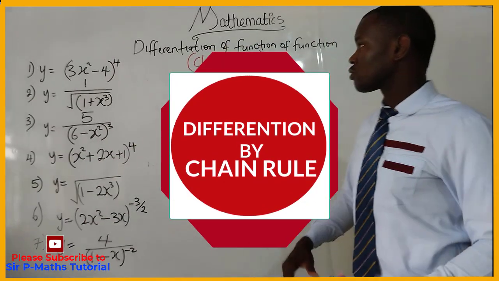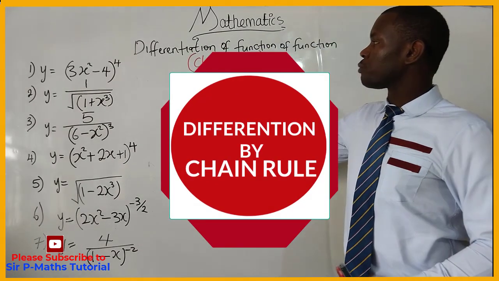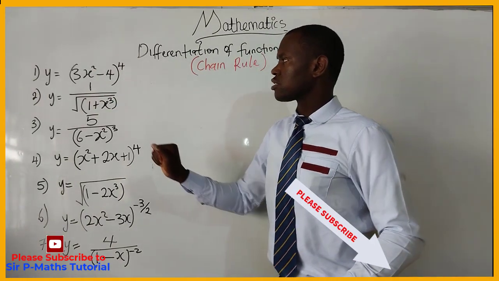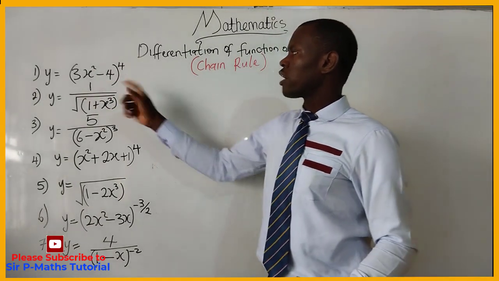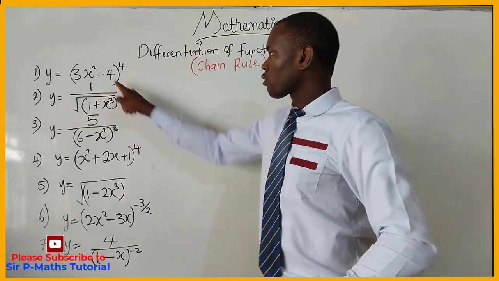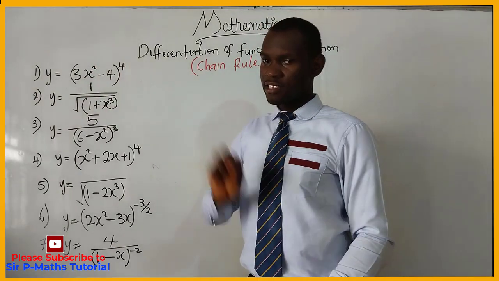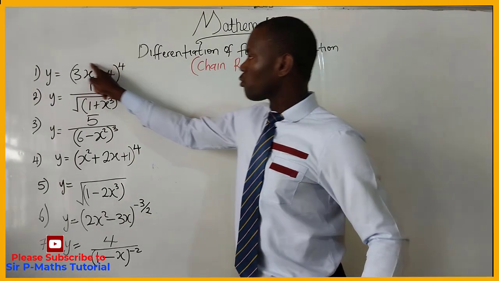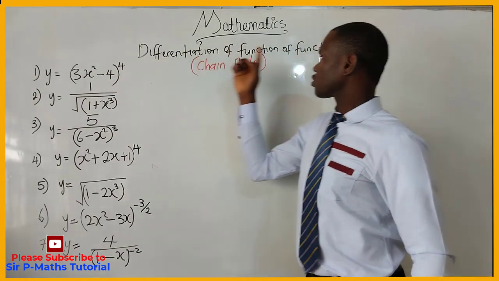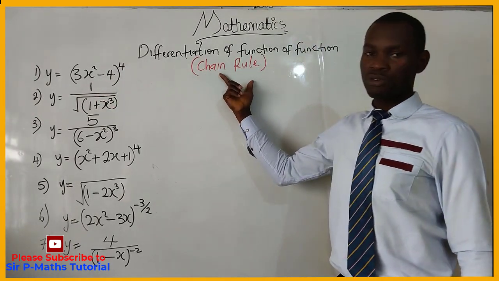In our lesson today, I want us to consider differentiation of function of function. We'll be using the chain rule method to do that. Observe these functions here. We have two functions as a function here. Consider what we have inside this bracket. 3x minus 4 is a function, and then the whole bracket raised to the power 4 is another function. So we call it function of function, and to differentiate it, we use the chain rule.